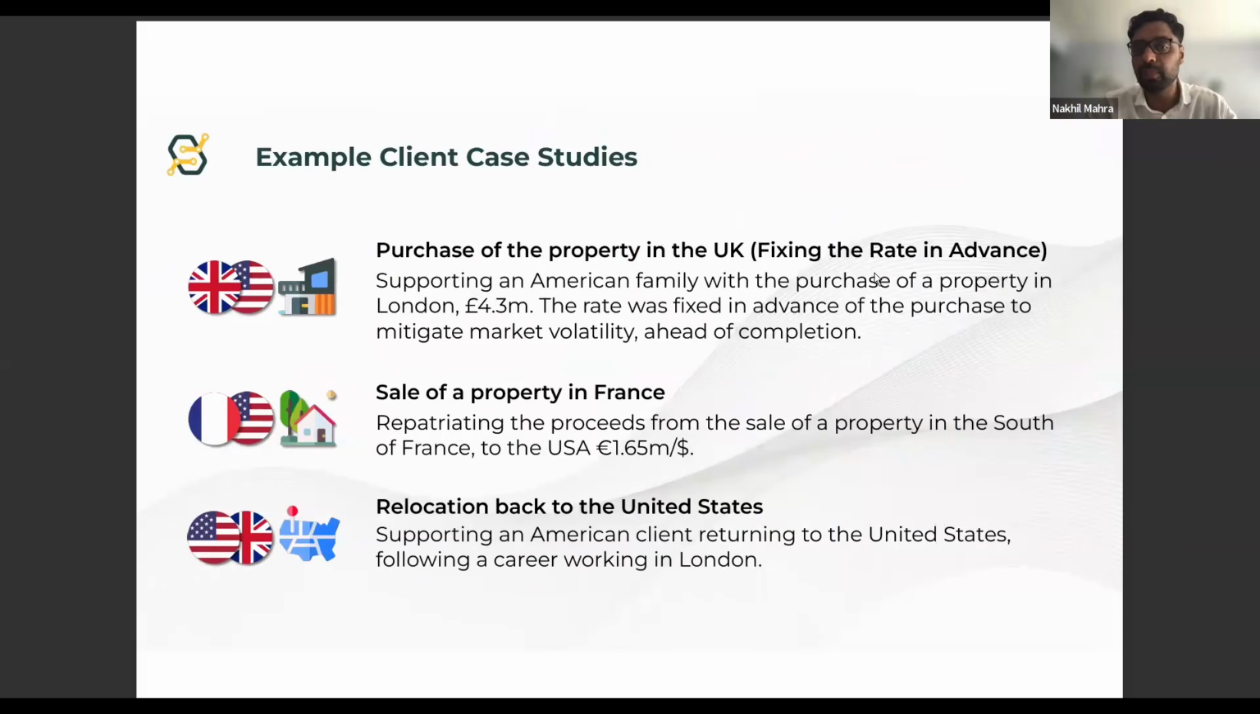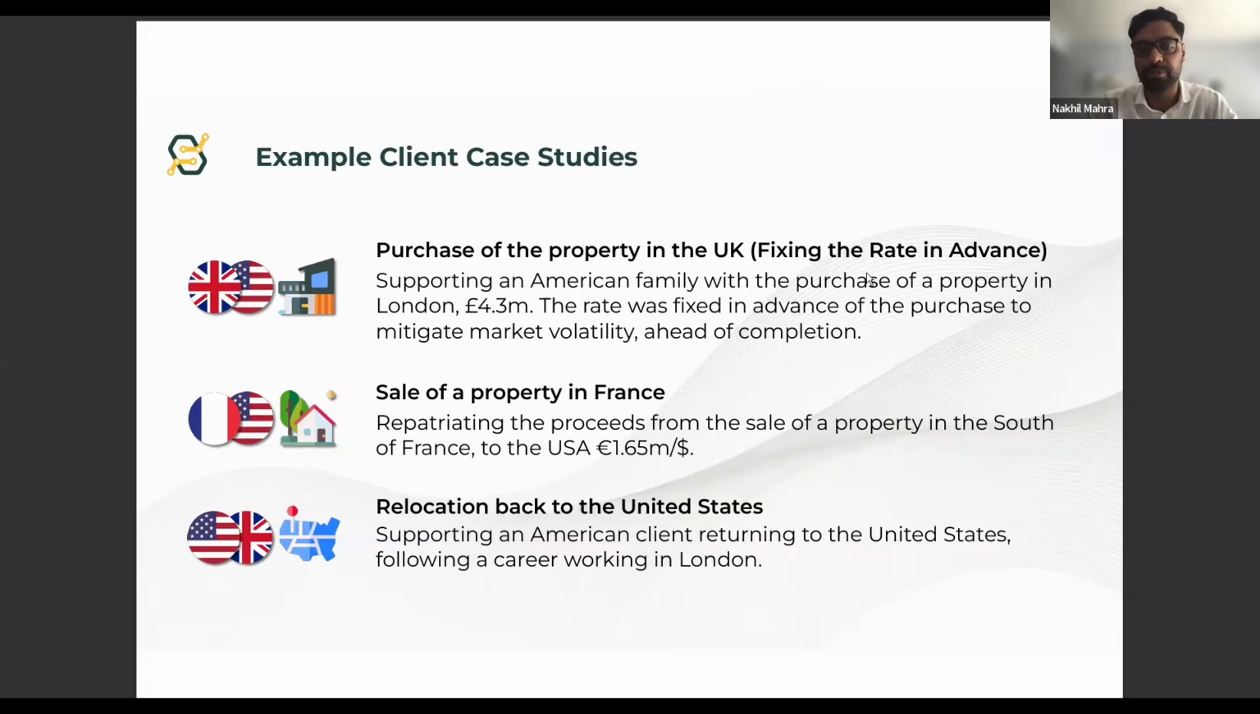Next slide, please. So just a quick case study of how it works. The first example is actually a forward contract where we fixed the rate in advance. It was an American family buying a property in London for 4.3 million. We locked in the rate ahead of time, and what that meant is that family saved around $60,000 on the currency transaction. It was just before the Middle Eastern war kicked off and the dollar fell back a little bit, so their savings there were quite significant.